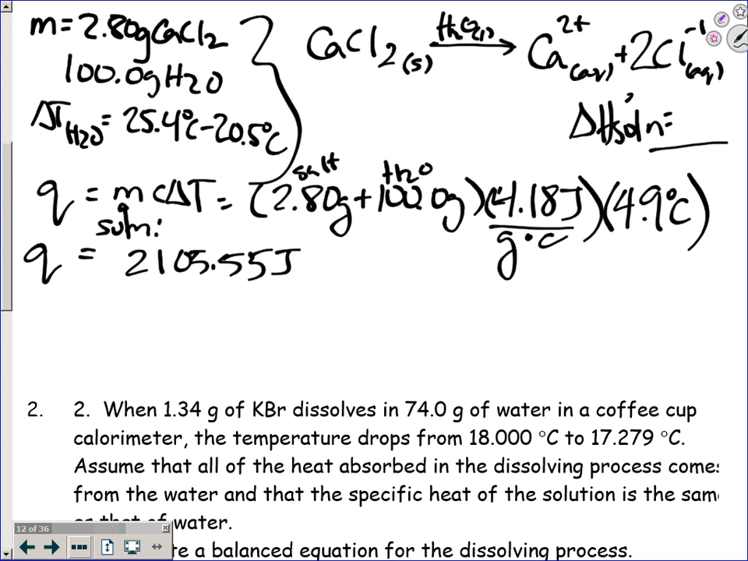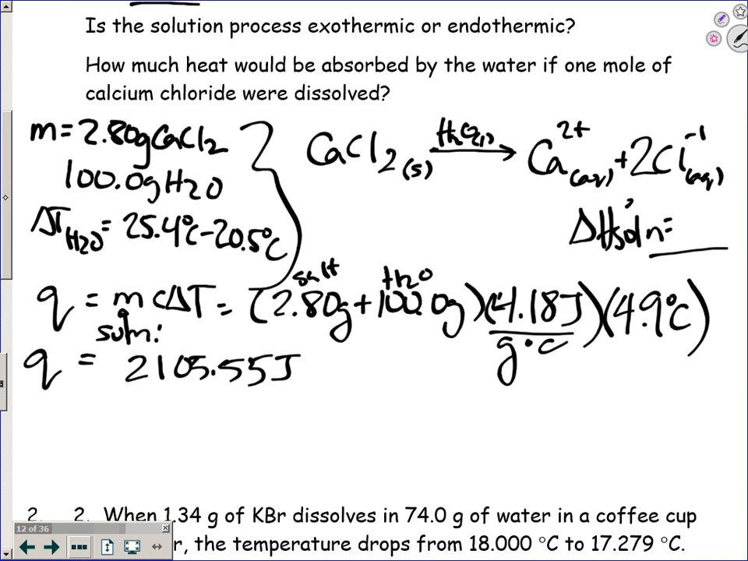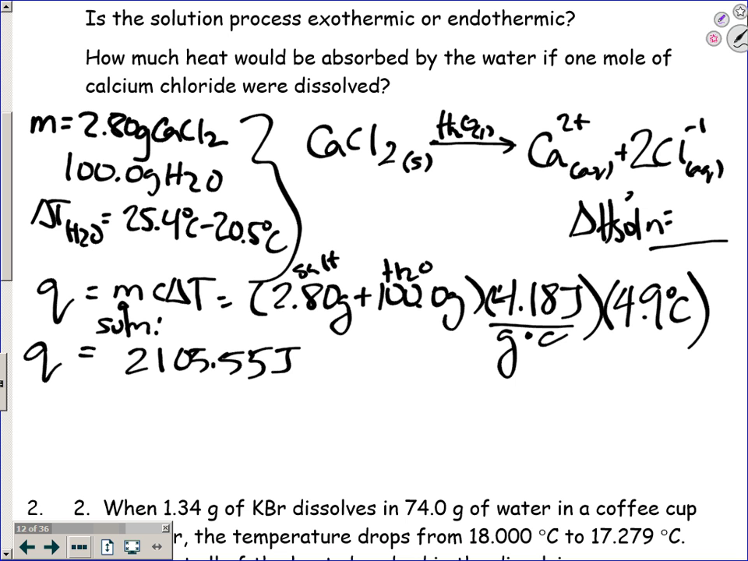Like I said, assume all the energy was absorbed by the solution, like the water, the solution as a whole. And there's another key sign. What happened to the water's temperature? It went up from 20.5 to 25.4. So the temperature went up. What kind of process as a whole is this? Endo or exo? The thermometer read a low temperature, and as the solution process occurred, the thermometer went up. So it's exothermic. It's releasing energy.